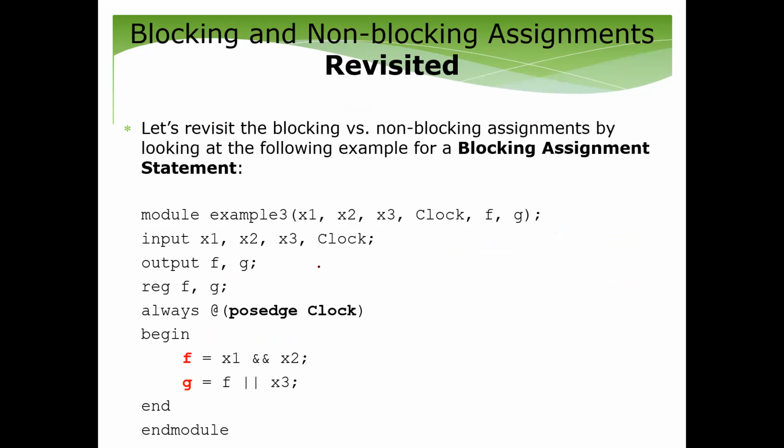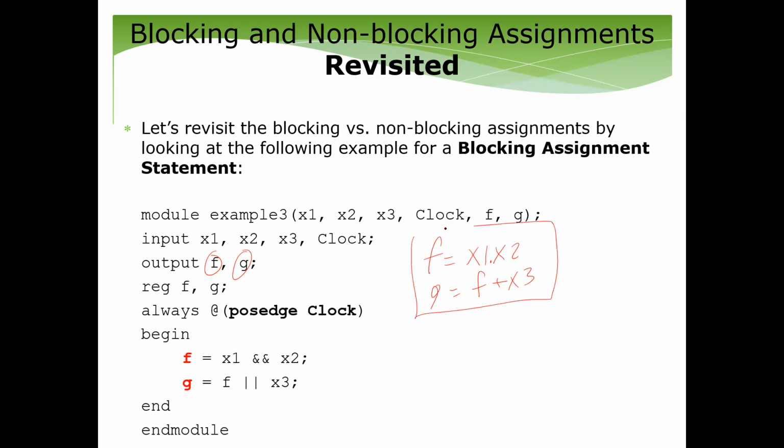Also, we mentioned something about blocking and non-blocking assignments. Mainly, any sequential circuit should be using non-blocking assignment. Verilog will not give you an error if you used blocking assignment, but the way the circuit will be implemented is different than what we usually do. So let's take, for example, a system with two flip-flops, flip-flop F and flip-flop G. The equations are F equal to X1 and X2, and G equal to F or X3.